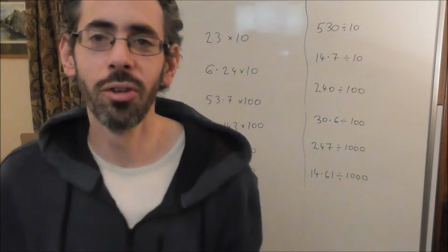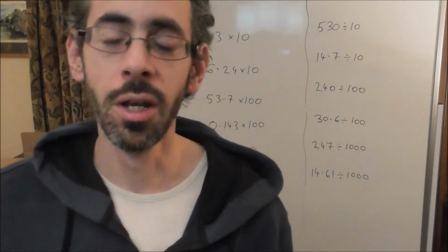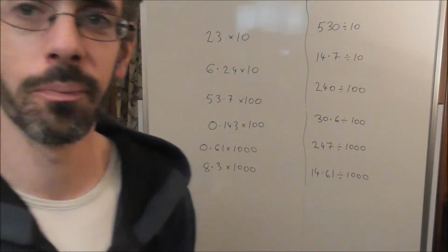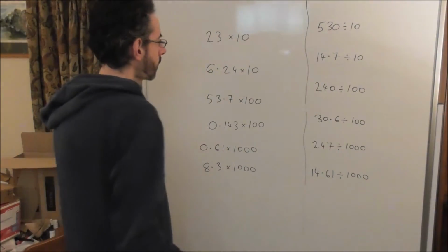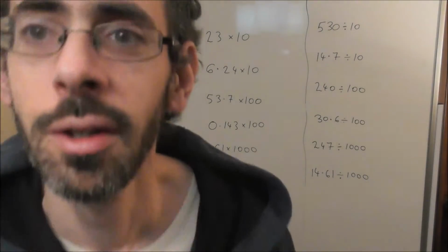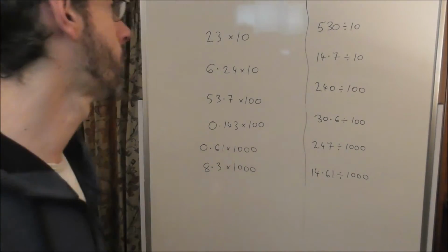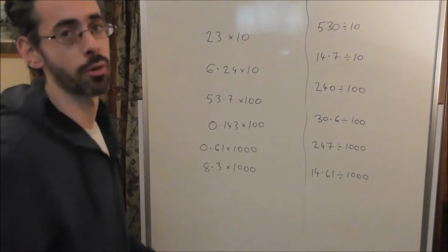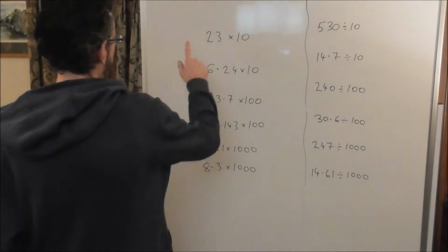Right, what I'm going to do now is some multiplications and divisions by 10, 100 and 1,000 without using the place value grid. So these are the calculations that I'm going to do. I'm going to start with multiplications. Now I'm going to be going quite quickly. So if you'd like a chance to work out the answer for yourself, when I read the question, you can just pause the video. So, right, let's start with 23 times 10.